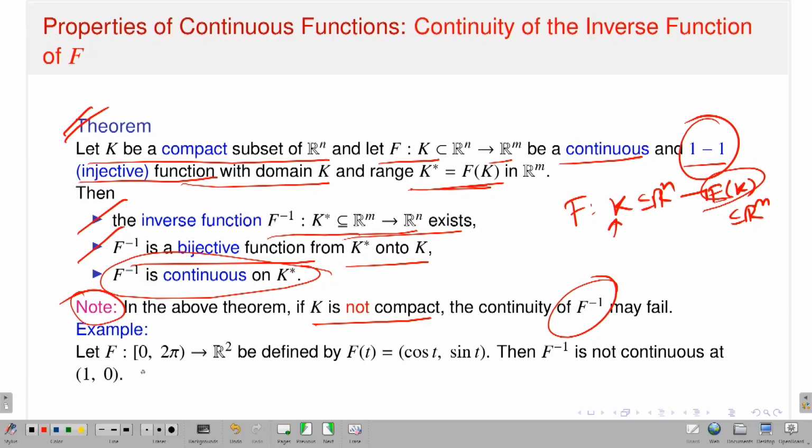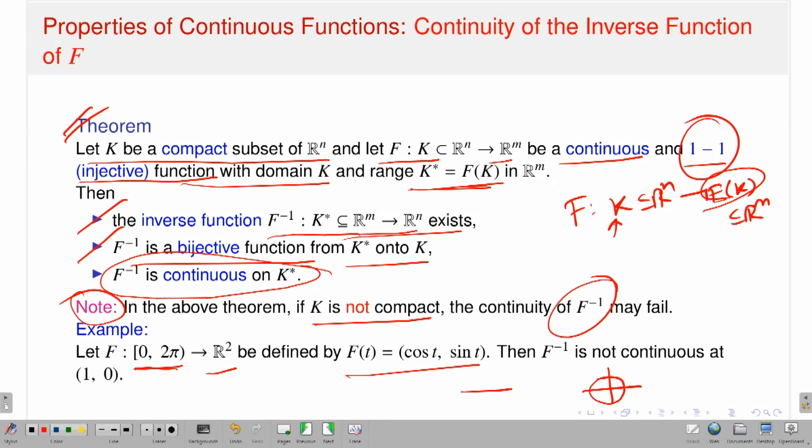For example, take this function capital F from the interval [0, 2 pi) to R2. So this is R and this is R2. If you draw a picture, it is actually a circle. This is a nice function from [0, 2 pi) to R2. It is a continuous function, right? And the inverse also exists.